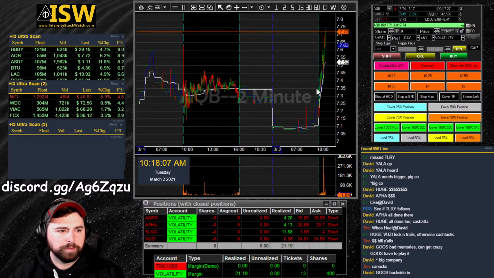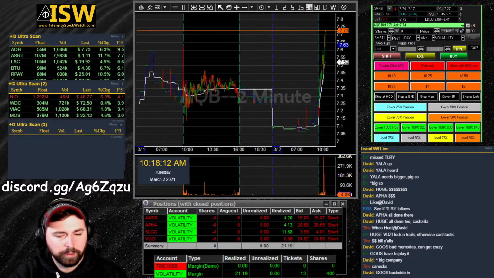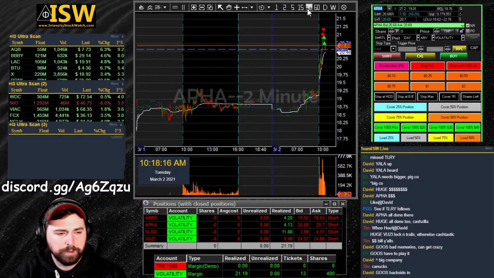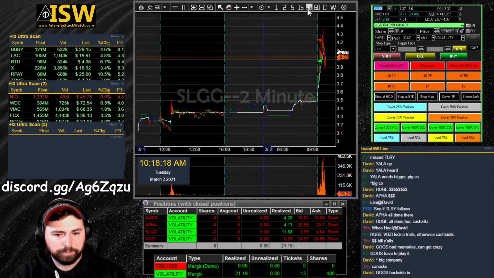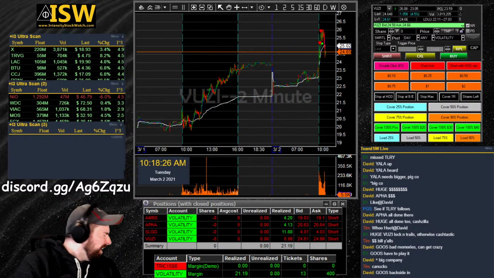Okay, is it me or is the whole market just doing the same exact thing? FSR, RKT, and AMRS, all on the same chart. APHA looks identical. And then you have VUZI. I'm going to assume this looks just like these. Pretty close. Even choppier looking.